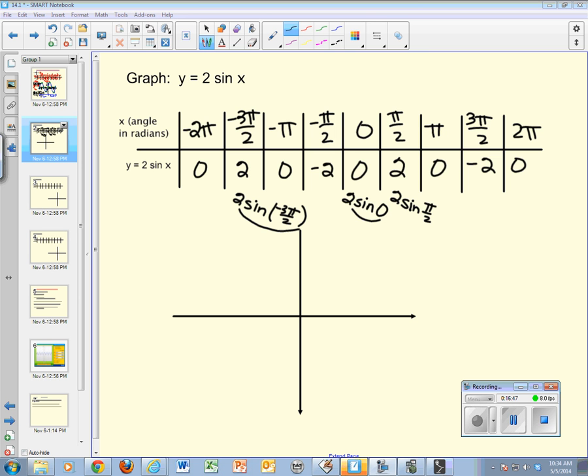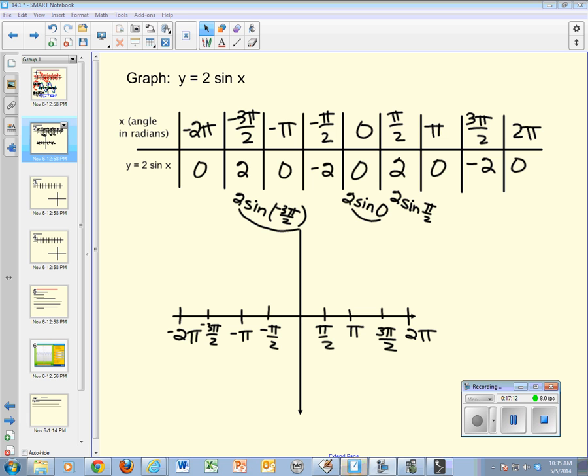When you do go to graph this, we just need to go to 2 pi and negative 2 pi, and you don't need to break it up in any more tick marks than what we have for points here. So I'm going to put pi and pi over 2 and 3 pi over 2. And the last graph, though, we went from 1 to negative 1. What are we doing on our y-axis this time? 2 and negative 2, yep.